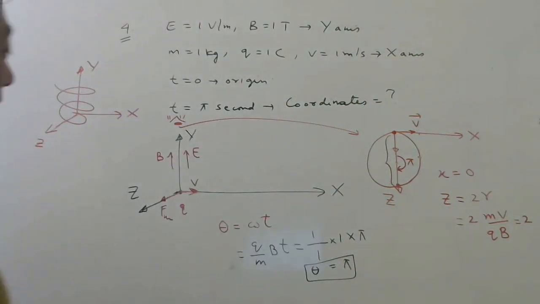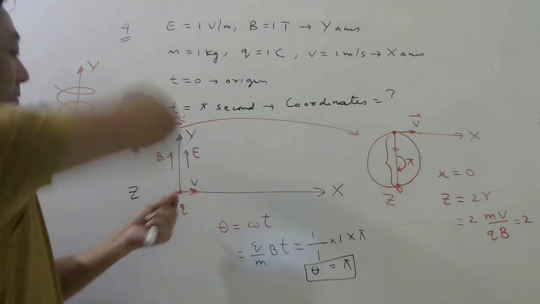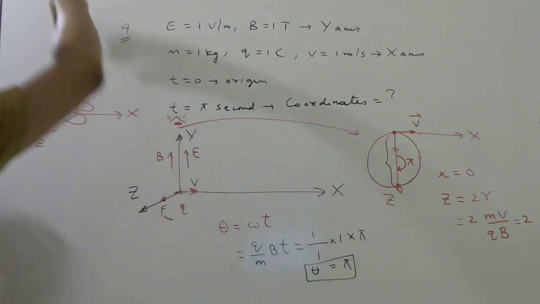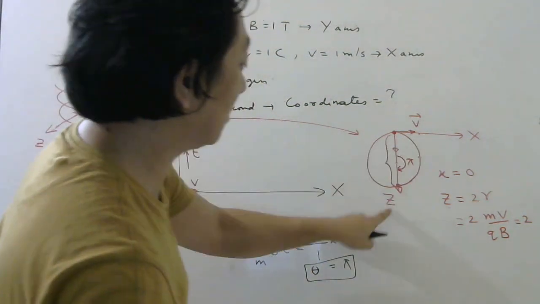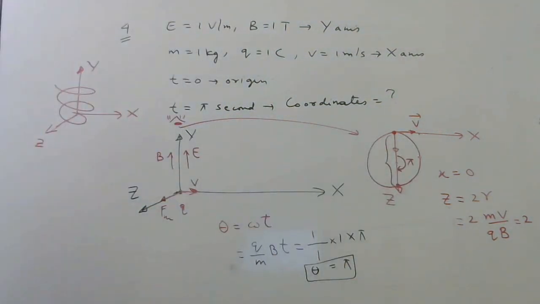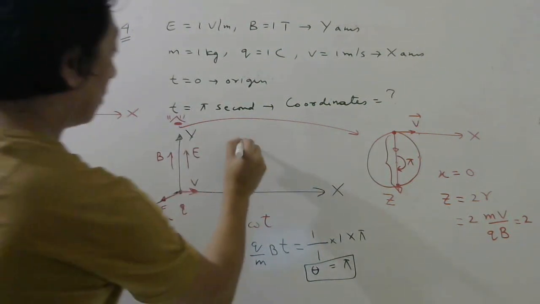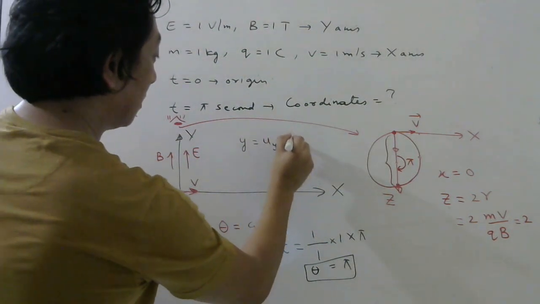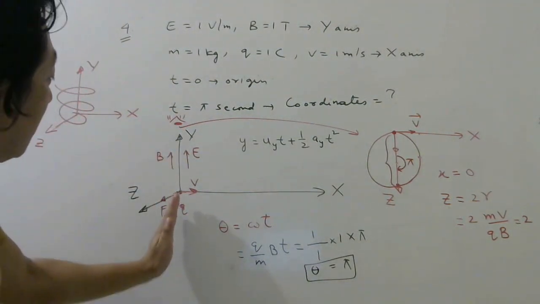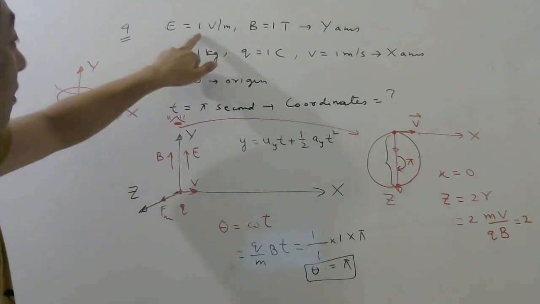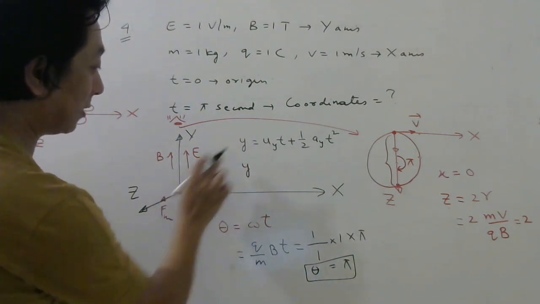Now, y coordinate also we have to find, because it will not move in this circle only. It will keep coming up like this because of this electric field. However, when you see from here, you will just see a circle in xz plane. So to find the coordinates of x and z, you see from top. It will be very easy for you. Now to find the y coordinate, simple, because we know y will be u_y t plus half a_y t squared, because this electric field will try to accelerate it in this direction. Since electric field is constant, we can use kinematics to find the displacement. So, y coordinate, since it starts from origin, displacement will be y itself.